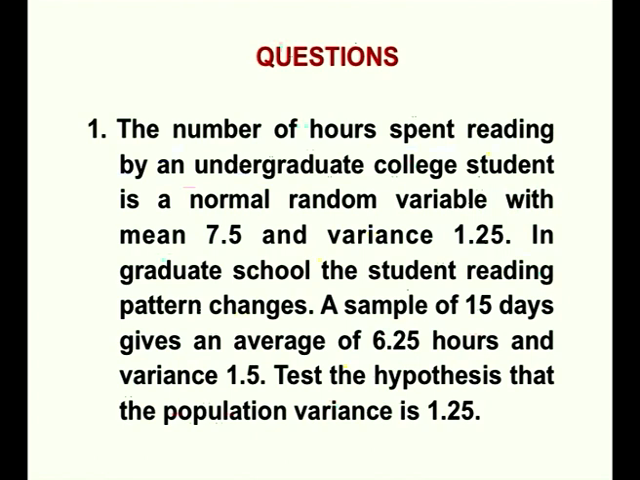The number of hours spent reading by an undergraduate college student is a normal random variable with mean 7.5 and variance 1.25. In graduate school, the student reading pattern changes. A sample of 15 days gives an average of 6.25 hours and variance 1.5. Test the hypothesis that the population variance is 1.25. Only one kind of sample has been given, therefore, you have to use a chi-square test for single variance.